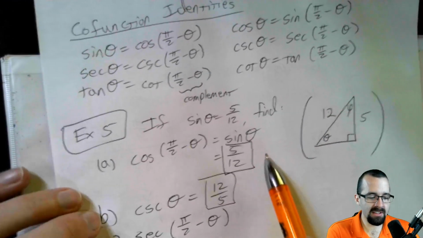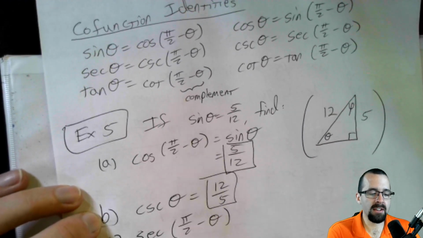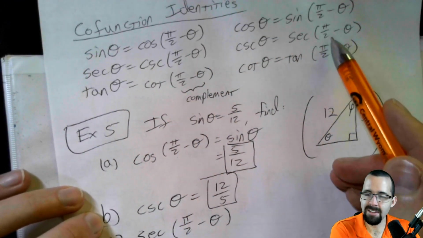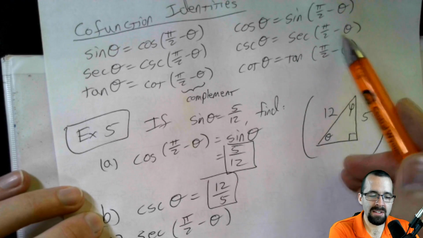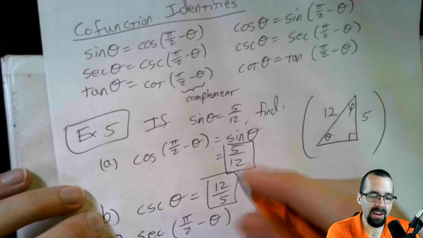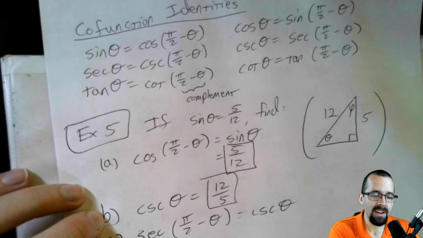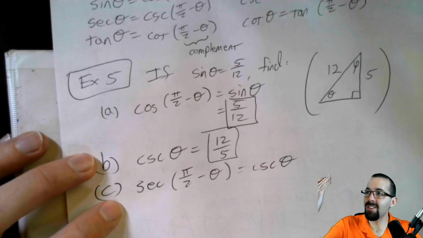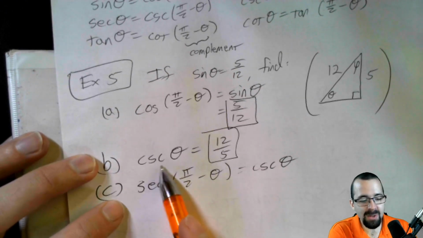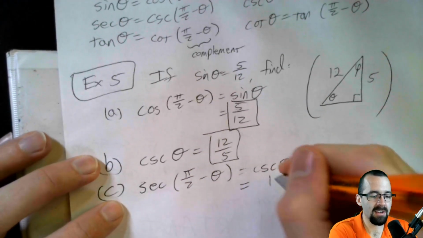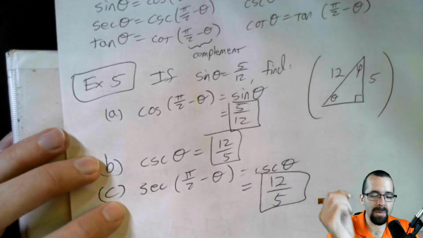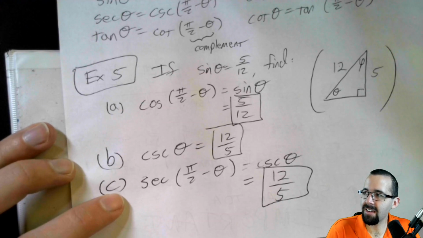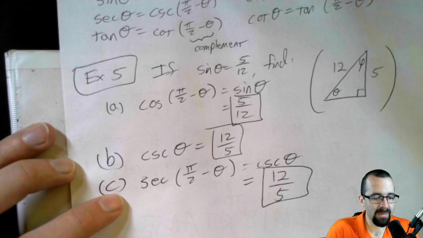We're going to look at our identities and say, okay, what do we know about secant of pi over 2 minus theta? And we go, secant, where is it? Okay, here it is. Secant of pi over 2 minus theta is cosecant of theta. Not C. Do we know anything about cosecant of theta? Why, yes, we do. Cosecant of theta, we just said in part B, is 12/5. Boom. There we go. We got our answer. All right. So there we go.